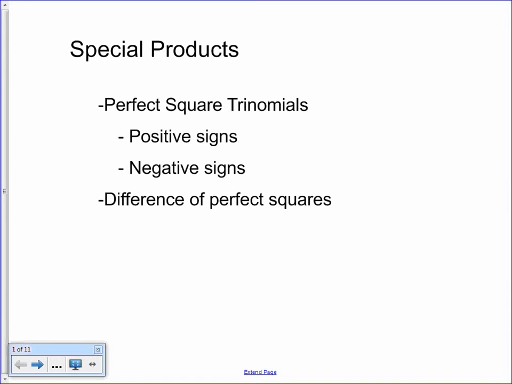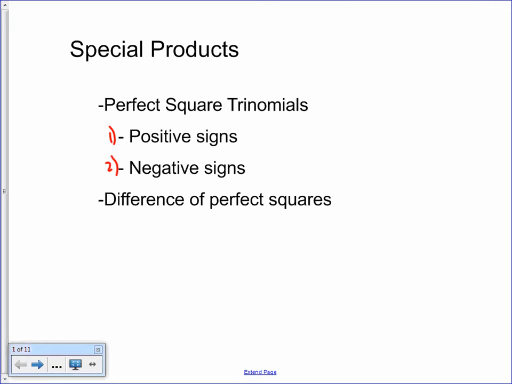Alright, here we go. This video is special products. So it kind of goes off the topic of multiplying polynomials, but these are called special products because there are some shortcuts to them. So we're going to talk about perfect square trinomials, and I'll get to what those are. One's with positive signs, one's with negative signs. So those are the first two things that we're going to talk about.